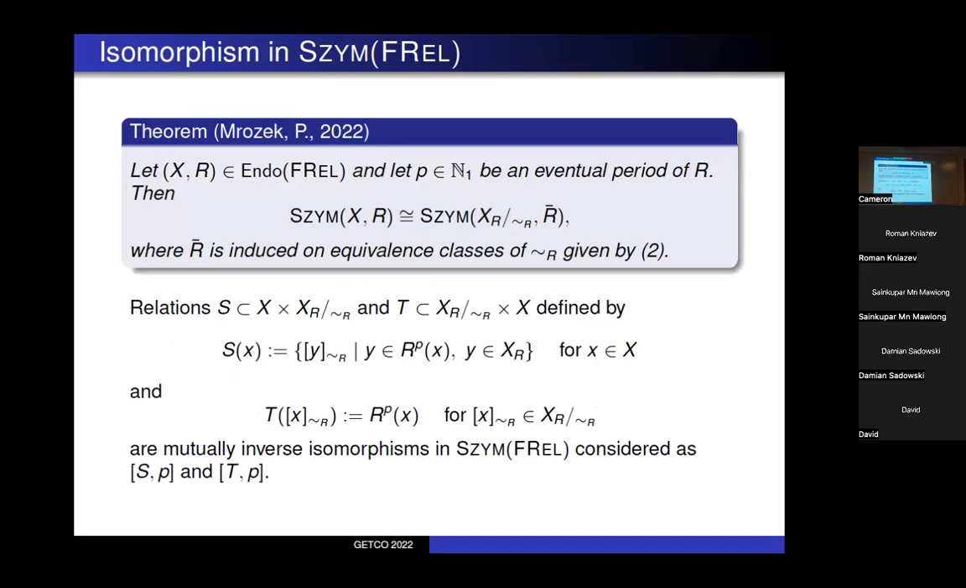And a theorem here: for any object, we can find this quotient, and in Szymczak category, those two objects are isomorphic. The proof is, of course, constructive, and we have explicit formulas for mutually inverse isomorphisms S and T here, and they look like that.